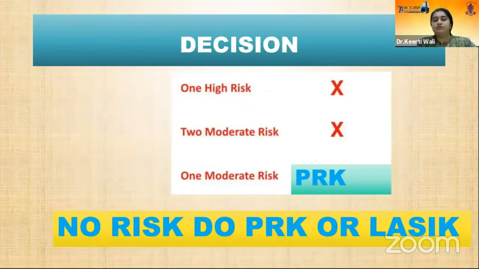So when we are deciding for a keratorefractive procedure, even if there is one high risk or two moderate risk, it's not a good case for keratorefractive procedures; we can consider the lenticular procedures. Or if there is one moderate risk, we can do a PRK, no flap-based procedures. If there are no risks, then we can decide on the PRK or LASIK depending on many other things.